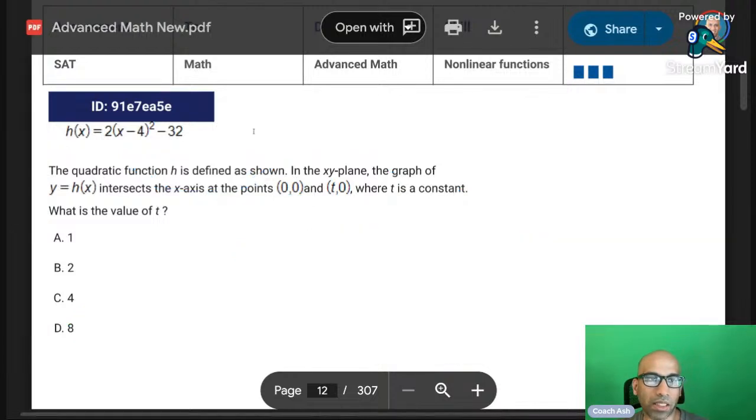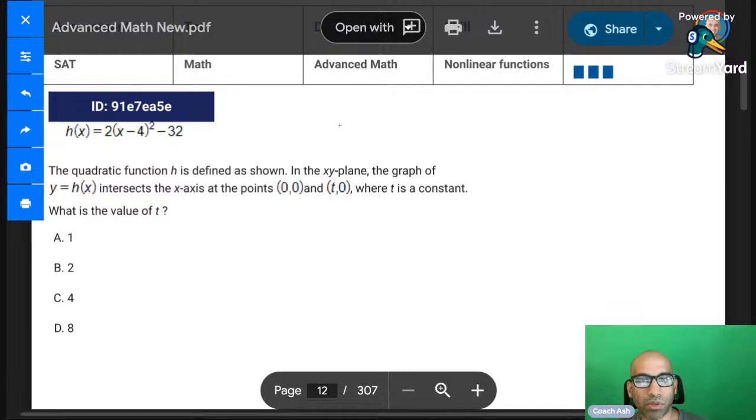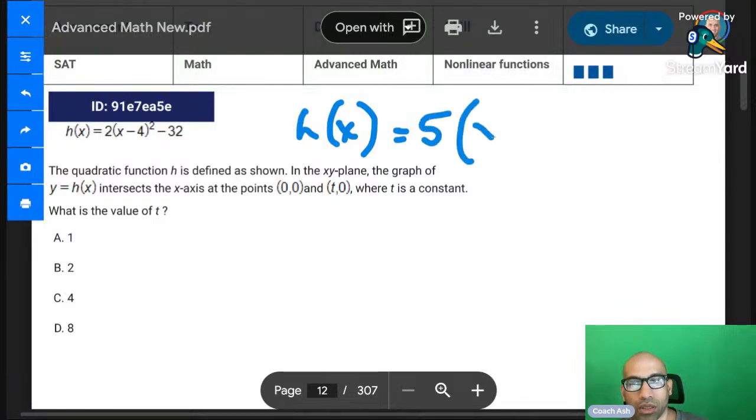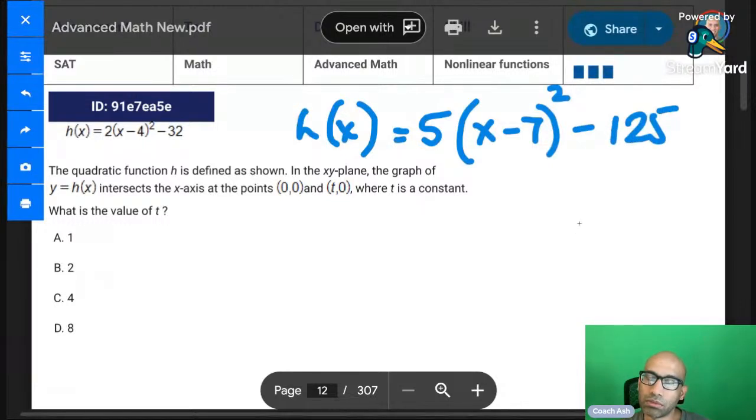So that's basically it. Now see if you can try to solve this particular problem that I'm going to give you. Okay, the problem is the same type. H of x is equal to 5 times (x minus 7) squared minus 125. And it's the same question. So how would you solve this? Again, remember you have to find the x-intercepts, 0 and 0.